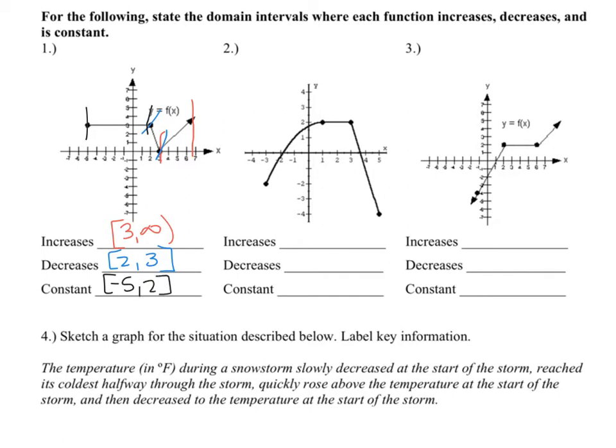And I'm identifying these things because increasing means it's going up from left to right. It's headed in an upward direction. Decreasing means from left to right it's going down. And constant means it's horizontal. There's no change in y value.